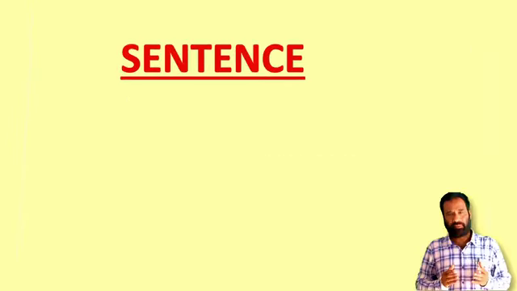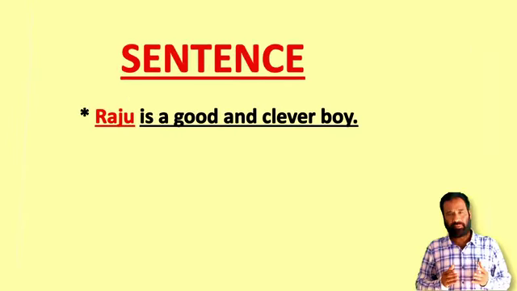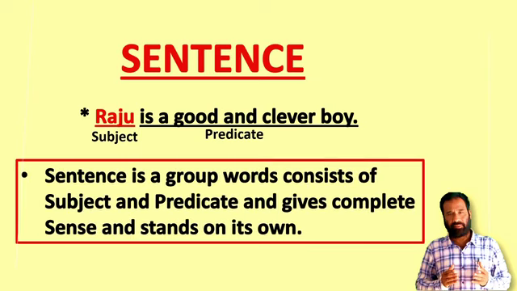About sentence. Observe the sentence. Raju is a good and clever boy. In this, there are two parts, subject and predicate. Raju is the subject, is a good and clever boy is the predicate. The sentence Raju is a good and clever boy gives complete sense and it can stand on its own. So this is called a sentence. A sentence is a group of words consisting of a subject and a predicate, giving complete sense and standing on its own.